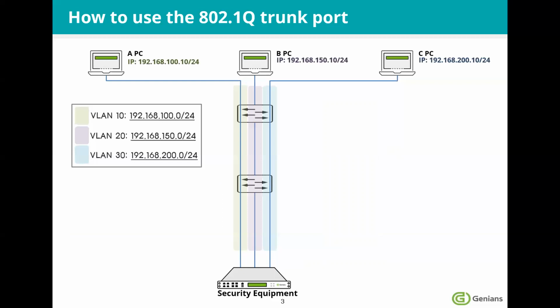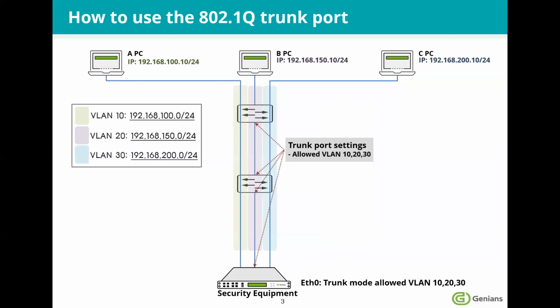How to use the Electron 1Q trunk port? Now we're going to set the Electron 1Q trunk port. Set up the Electron 1Q trunk port on the interface between the switch and the security equipment. Then remove the remaining 2 physical lines, except one line connected to the interface where the trunk port is set.